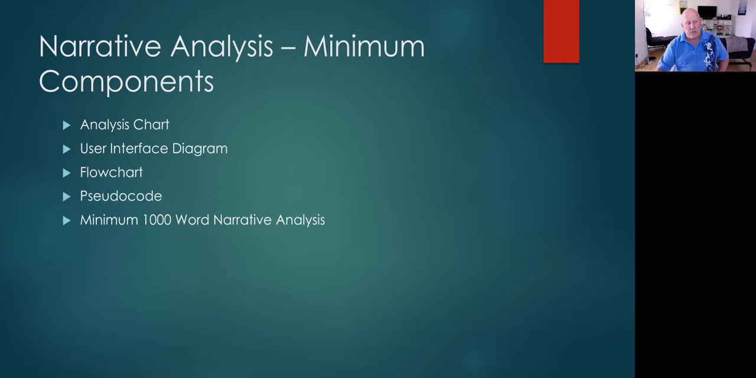So, the minimum components you need to have in your assignment: you need to have an analysis chart. You need to have a user interface diagram. You need to have a flow chart. You need to have pseudocode. And your narrative analysis should be at least a minimum of 1,000 words.